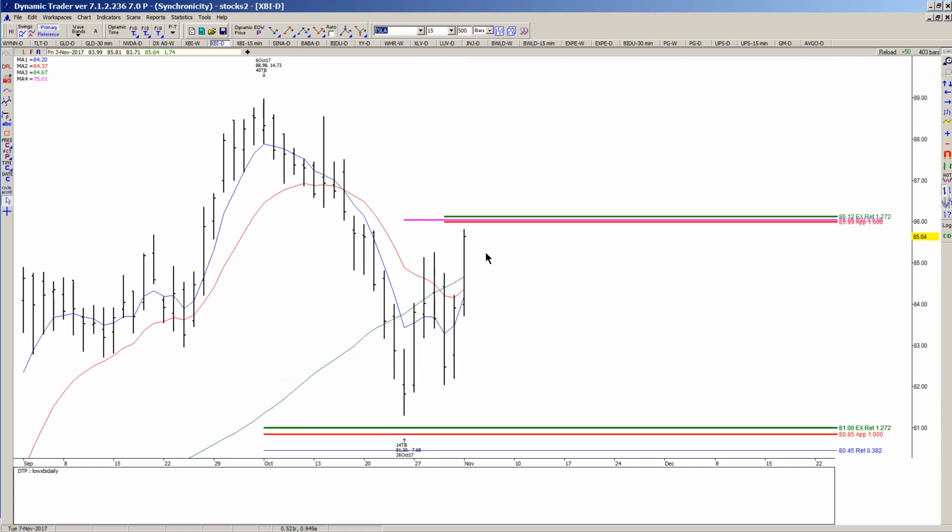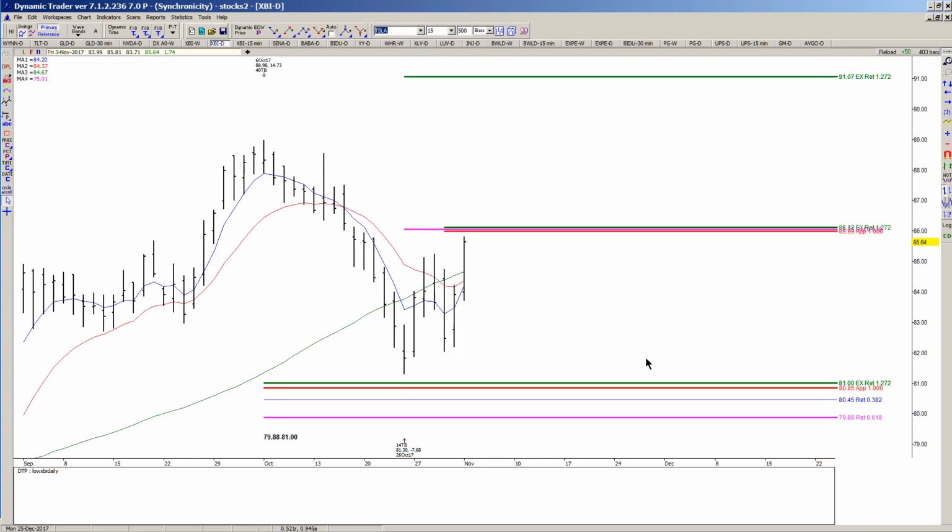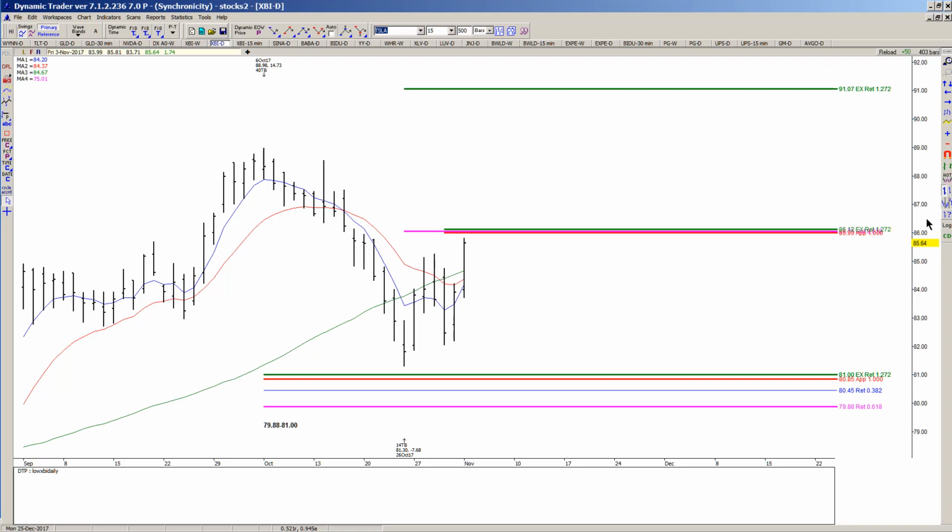The resistance cluster that we need to clear is this 85.99 to 86.12 area. So it is actually a two-step pattern into resistance. And like I said, it needs to be cleared if it is indeed going to play out. And hopefully that helps you manage the trade if you're in it.